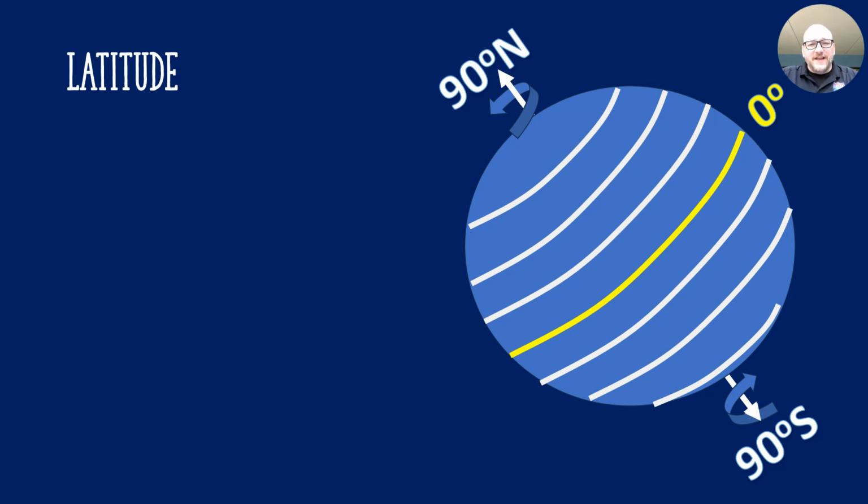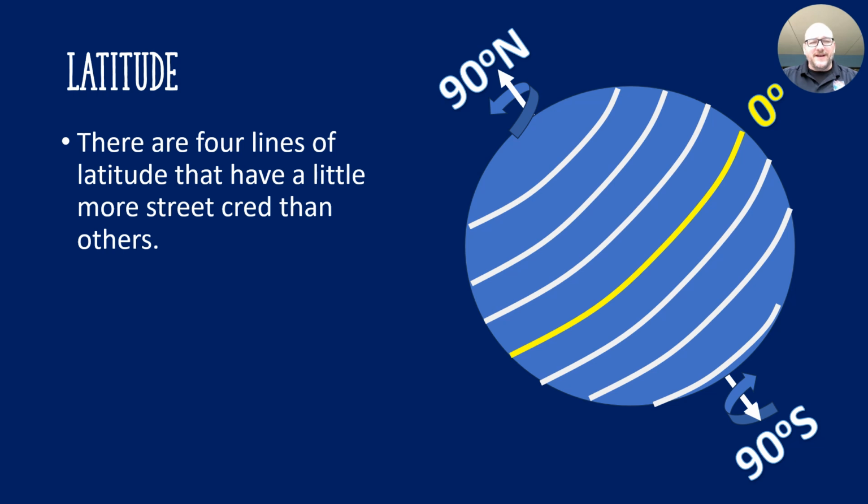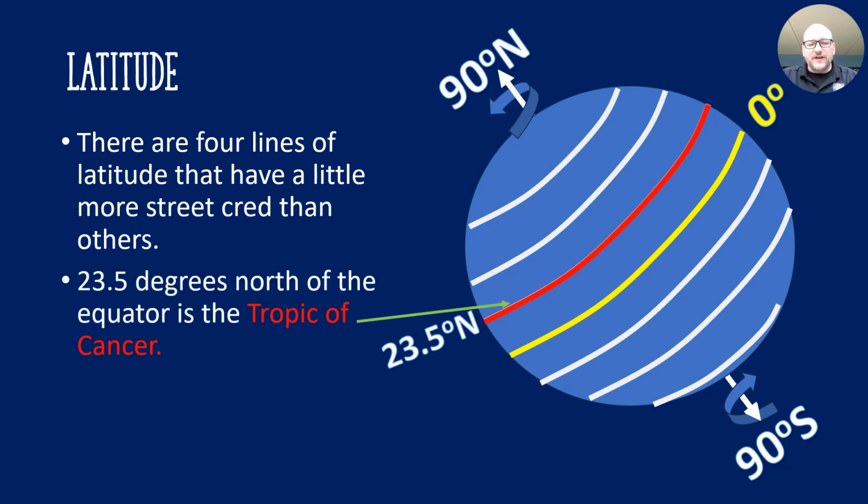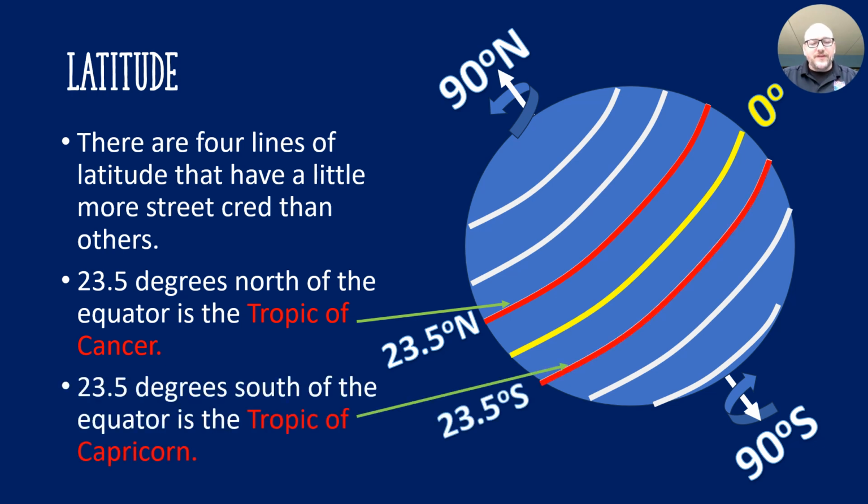There are a few lines of latitude that have exceptional importance or get a little bit more street cred than everybody else. And they're really important in astronomy. We'll be going over them a lot over the next few weeks. First of all, there is 23.5 degrees north of the equator. This is called the Tropic of Cancer. And then there's 23.5 degrees south. This is the Tropic of Capricorn. We generally call the region in between these two tropics the tropics. And this is where it tends to be really warm near the equator and pretty consistent year-round in terms of season.